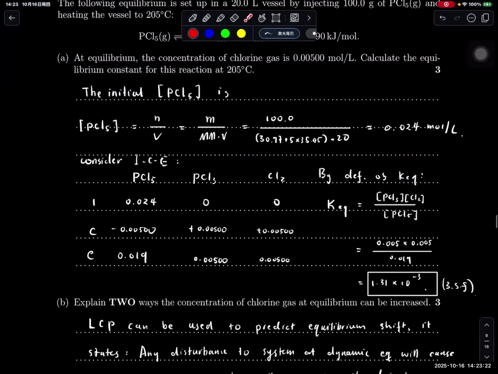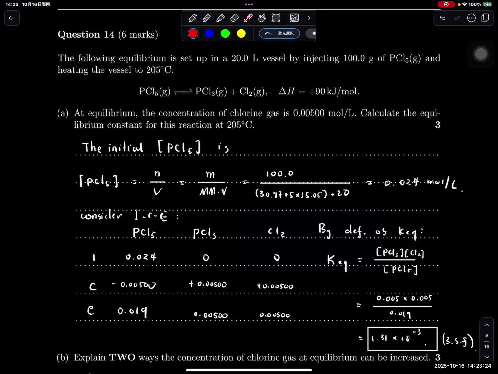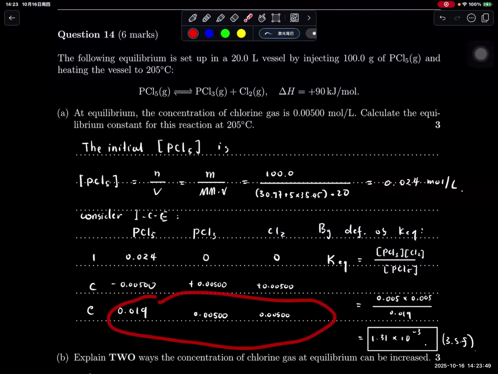So yeah, the concentration is equal to moles over volume, which is equal to mass over molar mass times volume. Substitute values: 100 divided by the molar mass of phosphorus pentachloride, and then times by the 20 liters. Okay, you get this right as the concentration for PCl5. Construct the ICE table, and yeah, basically use the last row to calculate the equilibrium constant.